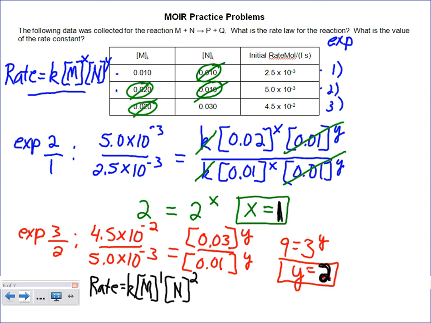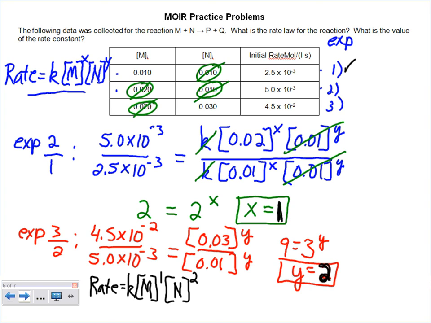We can go ahead and actually plug in some values also, because the question says not only what is the rate law for the reaction, but what is the value of the rate constant. So that rate constant is K that we're looking for. And in this case, I'm going to find myself some room over here, and we are going to just choose your first experiment. That's pretty much the protocol for how this is done.